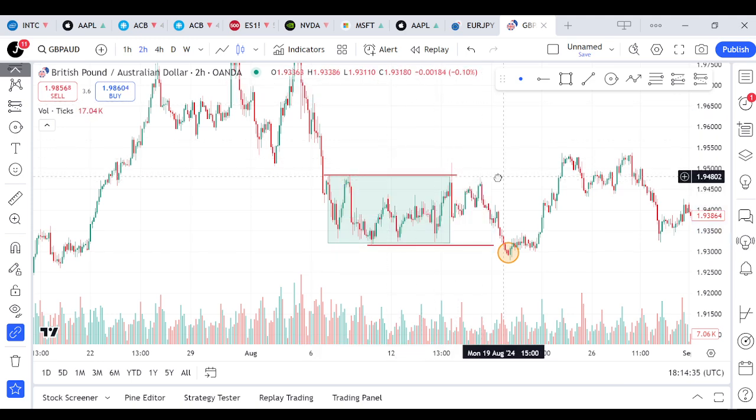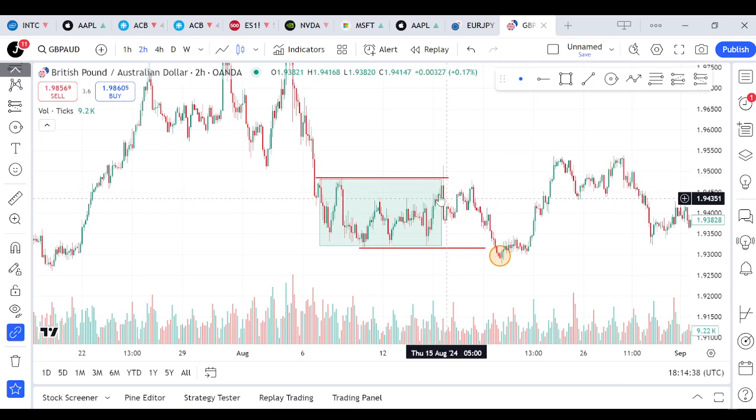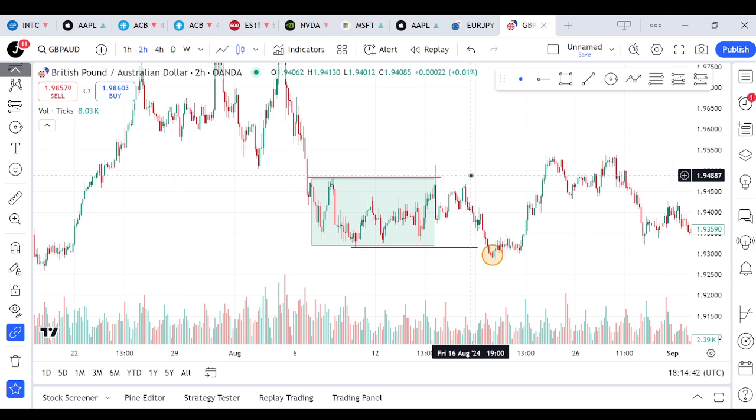Always wait for the candle close, and check out for candlestick patterns before you take your trades. Always wait out for confirmations. You can use volume. You can also use your other technical indicators like your moving average or your RSI.